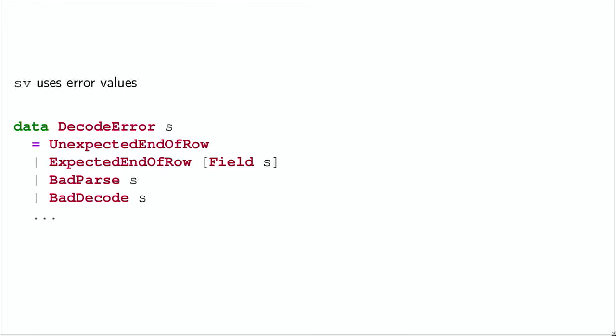Another thing SV does is SV uses error values, not error messages, error values. So this is an error value, or this is part of it. There's a bunch more constructors, but we've got all these constructors that tell us what the error was. So unexpected end of row says, I needed there to be another column, but there wasn't. Expected end of row says, I thought the row would end here, but there are 3 more columns. So here's what they were. And then we've got some really boring generic ones that say just bad parse or whatever, and that just is a string. And there's a bunch of other ones I don't want to fully explain.